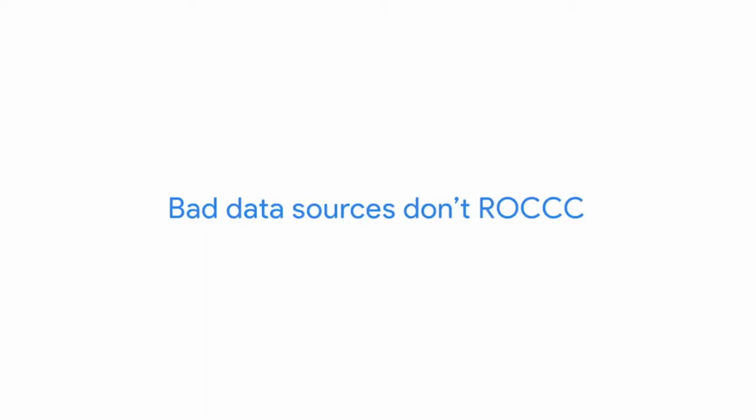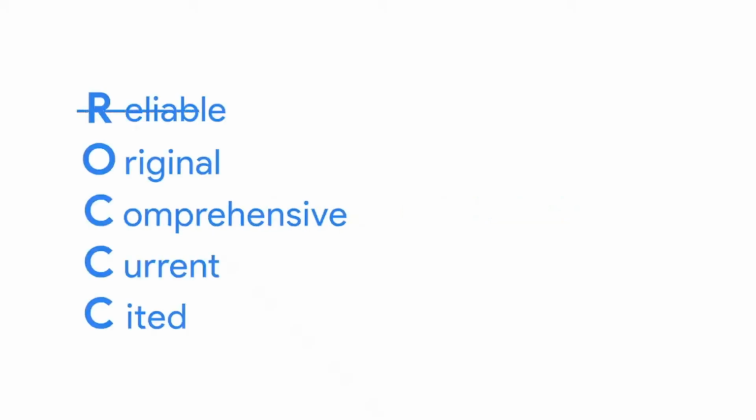Now it's time to pull from what we learned about good data and apply it to today's lesson, bad data sources that don't rock. They're not reliable, original, comprehensive, current, or cited. Even worse, they could be flat out wrong or filled with human error. We'll start again with R. R is for not reliable.